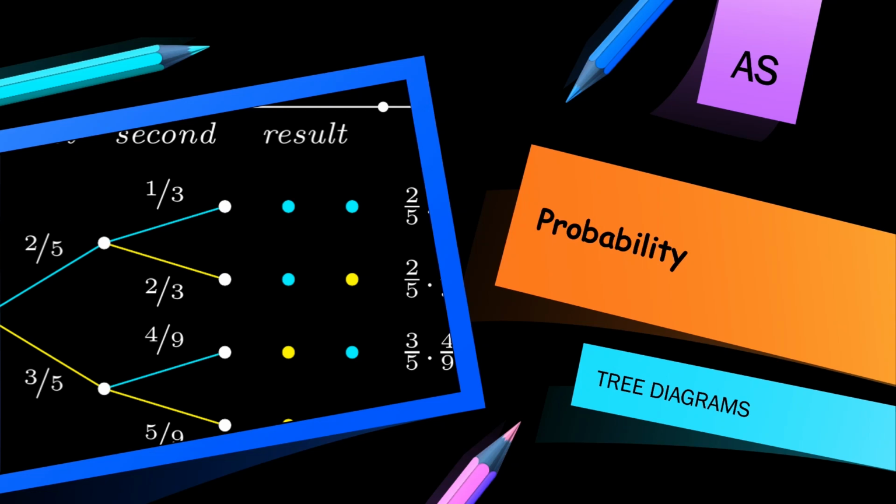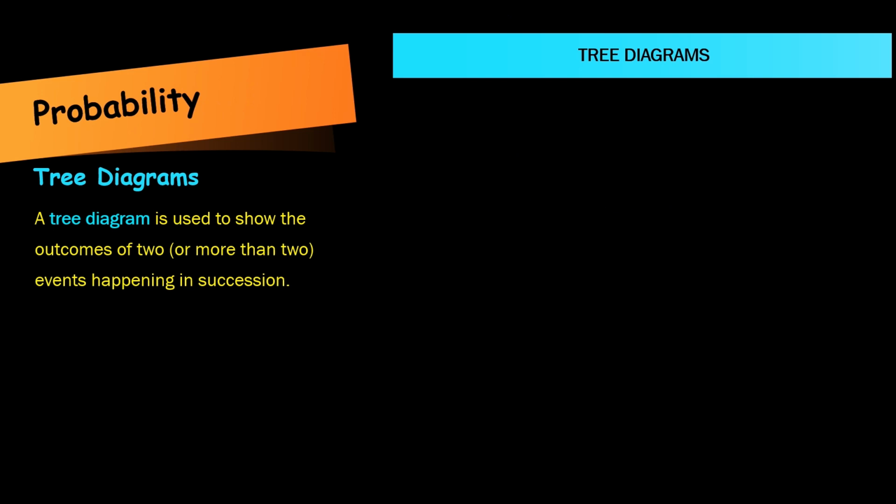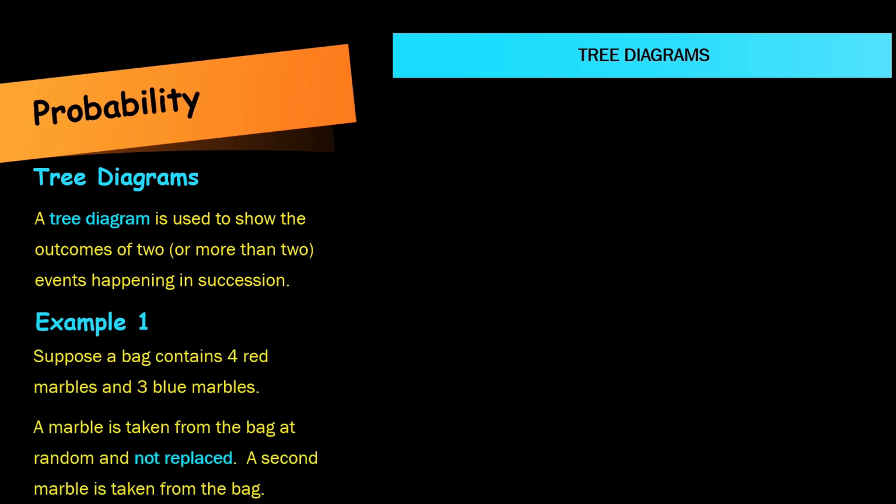Welcome to the session on probability, tree diagrams. The objectives for this session are to understand and use tree diagrams. A tree diagram is used to show the outcome of two or more than two events happening in succession.